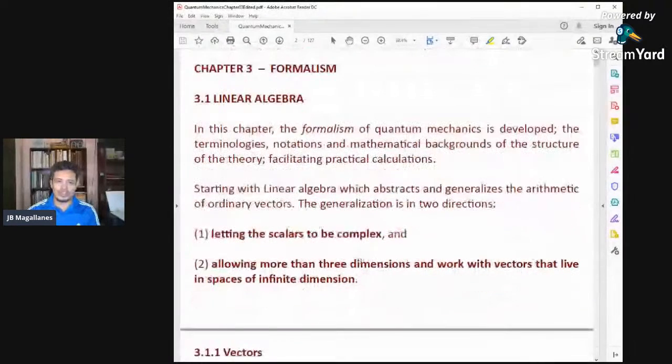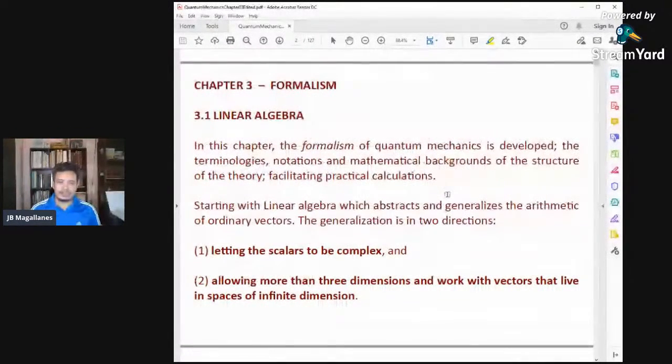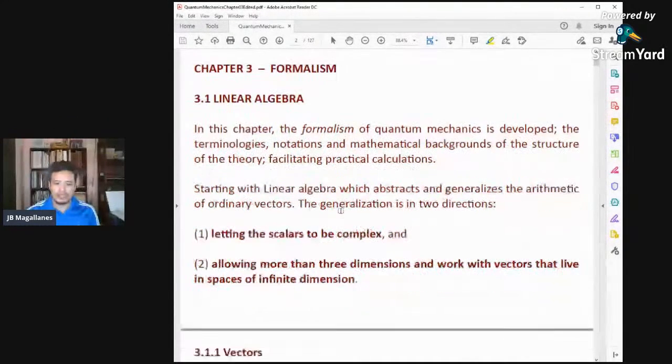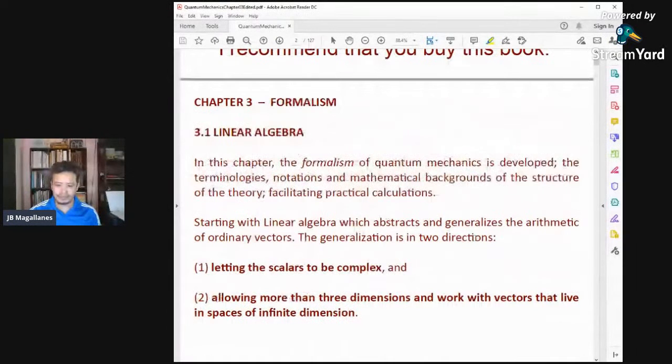So in this chapter, we'll go with the formalism, and we start with linear algebra for quantum mechanics. Most notations and most of the mathematical backgrounds are discussed in this chapter. So we'll be dealing with linear algebra, where we generalize the scalars to be complex, and then we're going to generalize into more than 3 dimensions.